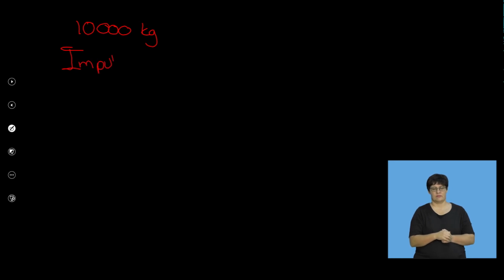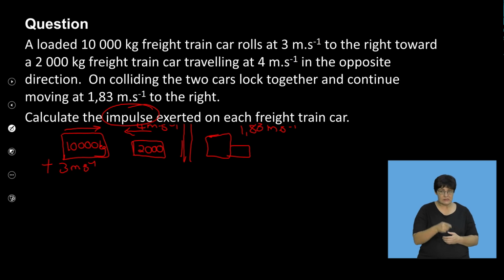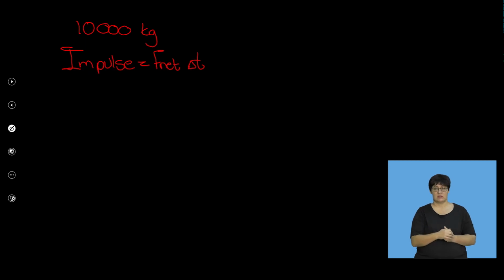Impulse, which is F net delta T. But now we've got to say to ourselves, actually, they didn't give me impulse. If you look at the first part of the question, they don't give me delta T. So I can't use impulse as it stands, but what I can do is remember that impulse is m delta v. So I'm using the second part of this equation.